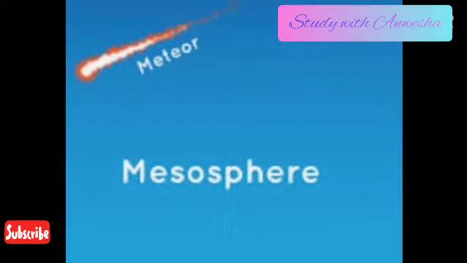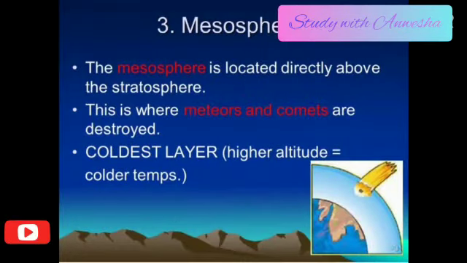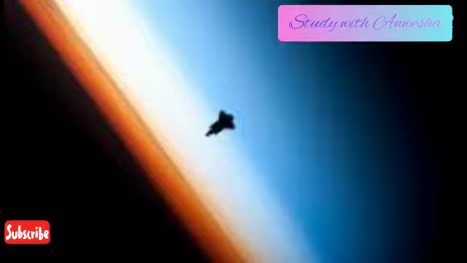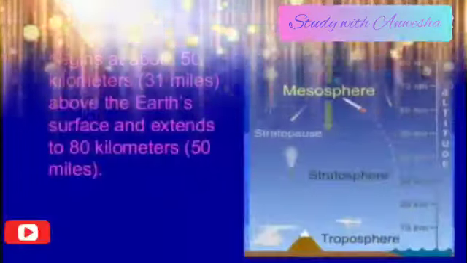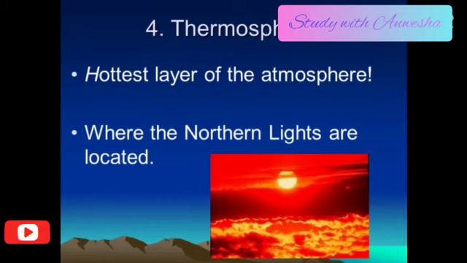Mesosphere. This is the third layer of atmosphere from the Earth's surface. This is the coldest among all the atmospheric layers. Meteorites burn up in this layer while entering the Earth's surface. From the Earth, we can see them as shooting stars.